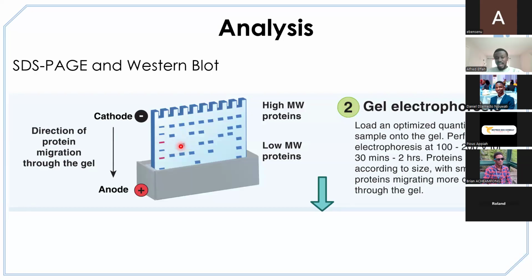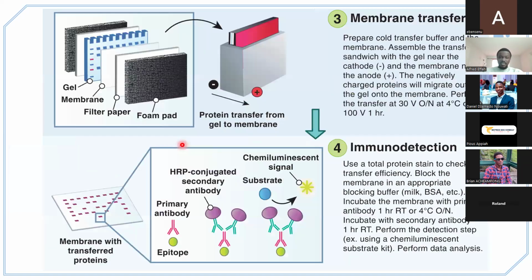Because we can have other proteins in the sample that might also have the same or similar molecular weight as protein X. So we must use an antibody that recognizes only protein X so that we can confirm that indeed it is protein X that we are seeing here. So we perform Western blot.